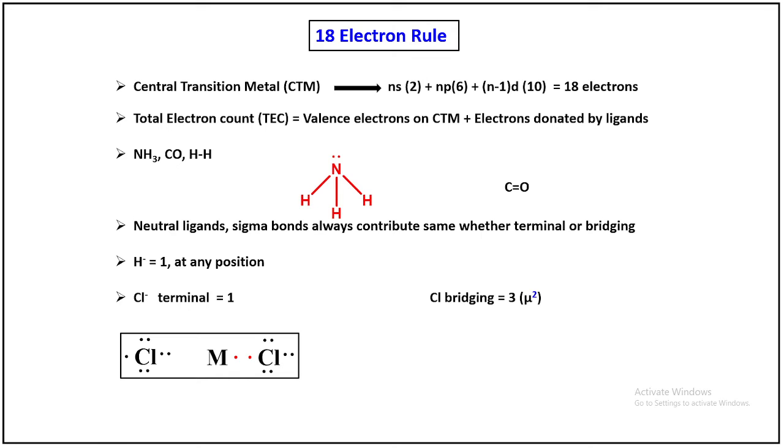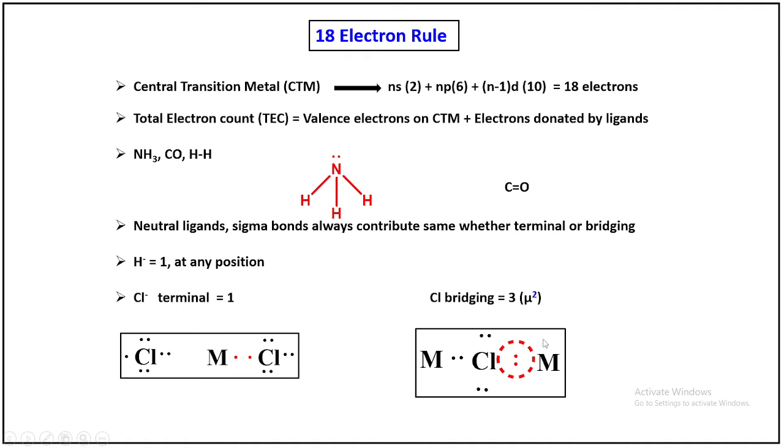Now its octet is completed and it is satisfied. Now it has no problem in sharing another electron. So if one more metal comes, it will give its other lone pair of electrons, thus becoming a 3 electron donor. So chlorine in terminal position acts only as a 1 electron donor, whereas in bridging position it acts as a 3 electron donor.